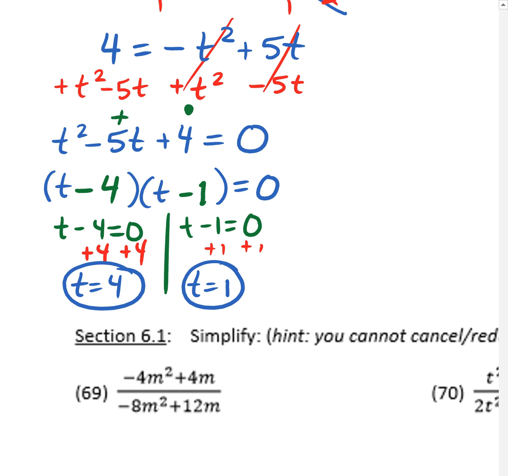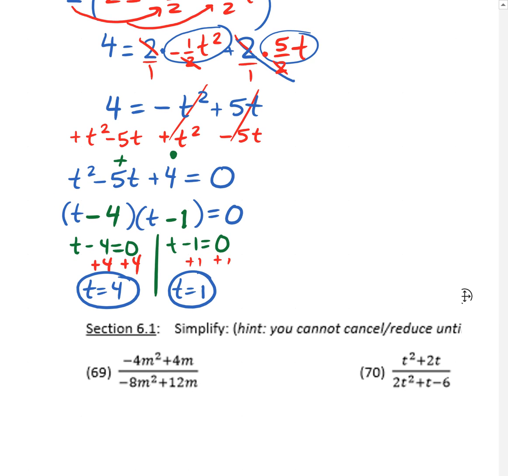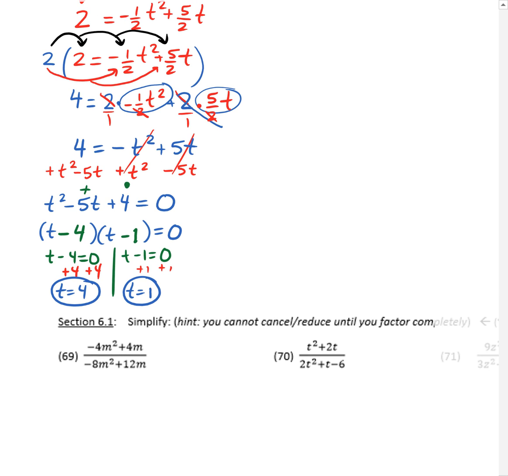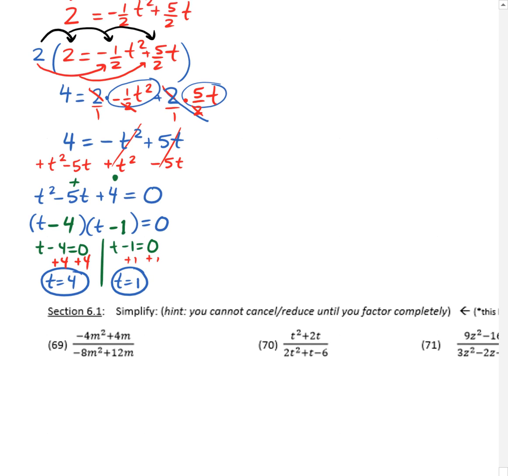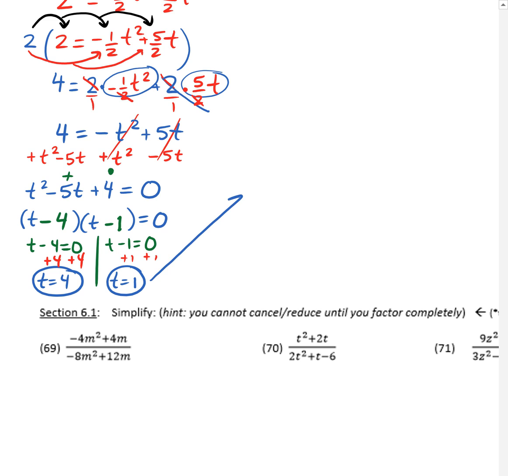And actually, in this one, logic can't get rid of one of these, because I didn't get a negative answer. If I got a negative, that wouldn't make sense. You can't have a negative number of milligrams, or no, t is time, sorry. You can't have a negative number of hours. Now both of these make sense, actually. You can have 4 hours, you can have 1 hour. So it's actually 2 solutions.